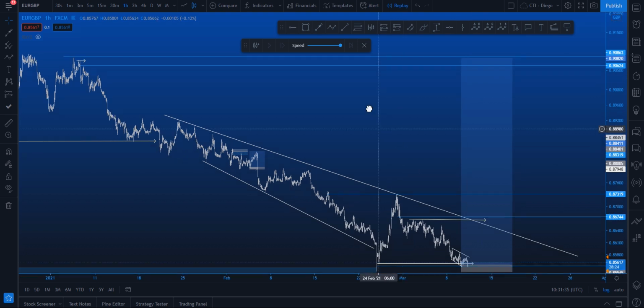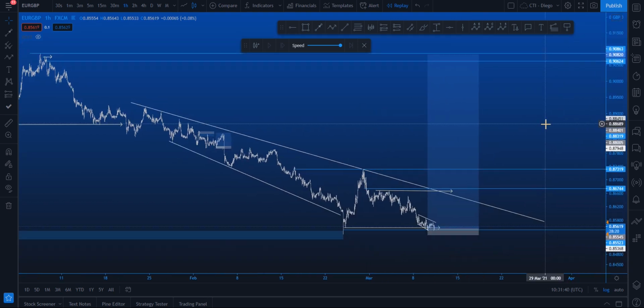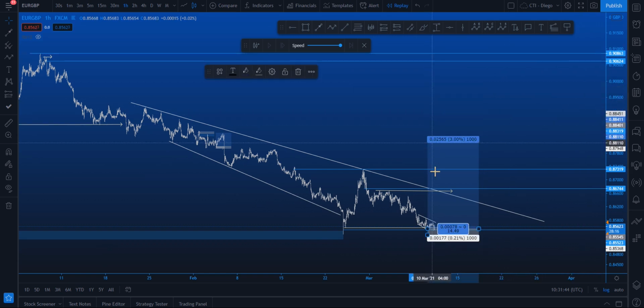Obviously, I'm not going to be holding a full position since it's not my trading style, or it's just really hard for your psychology. This is why I prefer to bank 80% of my position at take profit 1, and the rest will just be a 20% position running for the main take profit. So this is the game plan for Euro Pound.